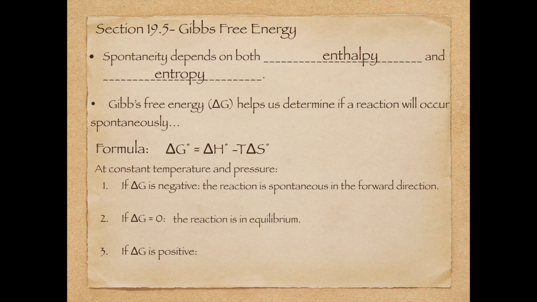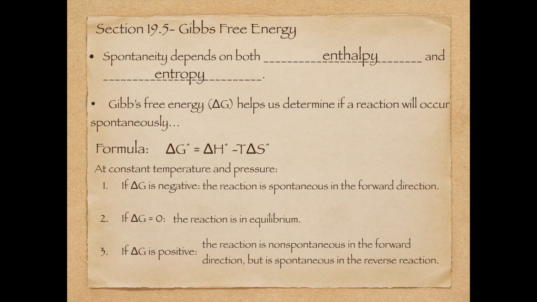If it equals 0, then your reaction is in equilibrium. The concept of equilibrium you should have been introduced to in first year chemistry, the fact that the rate of the forward reaction equals the rate of the reverse reaction. We looked at that a tiny bit in kinetics. We're going to look at it even more in the next big idea. And then finally, if your delta G is positive, that means that the reaction is non-spontaneous in the forward direction, but in the reverse reaction, it is spontaneous.